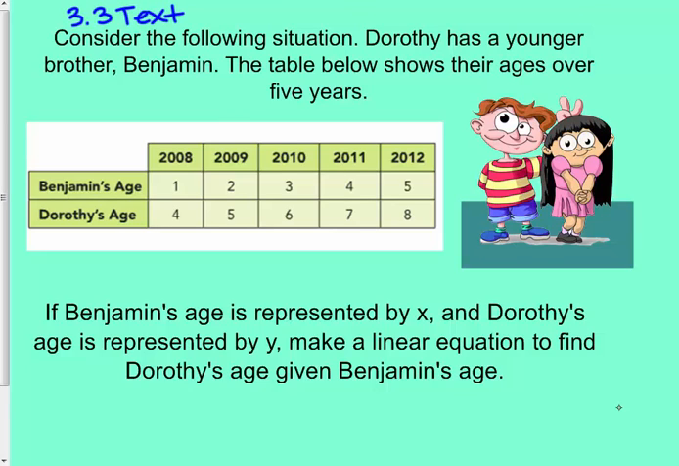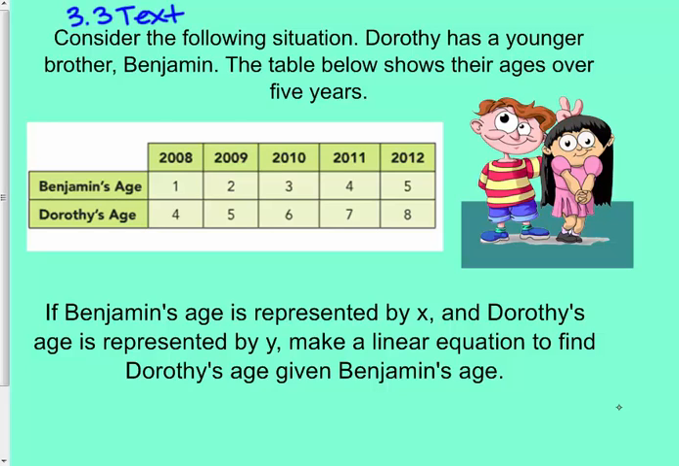Consider the following situation. Dorothy has a younger brother, Benjamin. The table below shows their ages over 5 years. Benjamin's age, when he was 1, Dorothy was 4. When Benjamin was 2, Dorothy was 5. At age 3, Dorothy's 6. At age 4, Dorothy's 7. At age 5, Dorothy's 8.